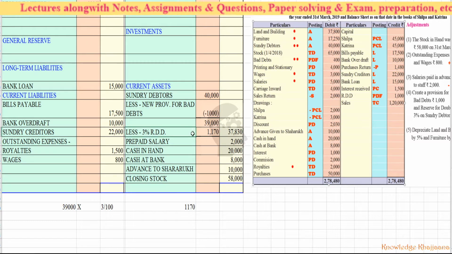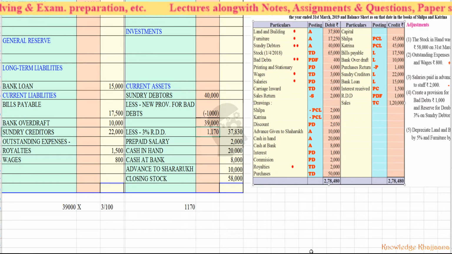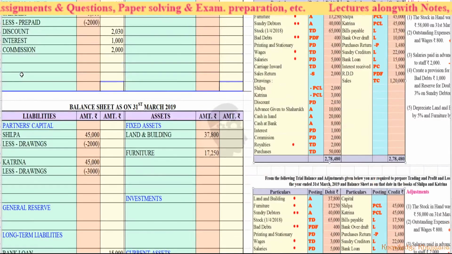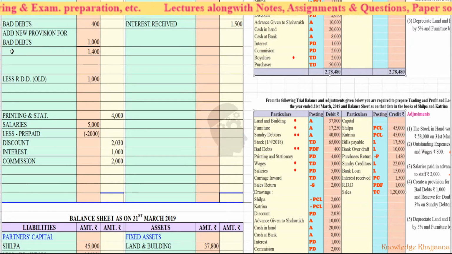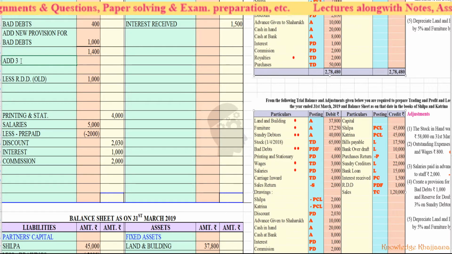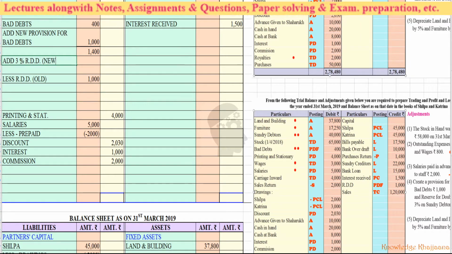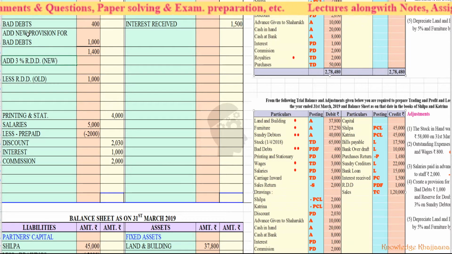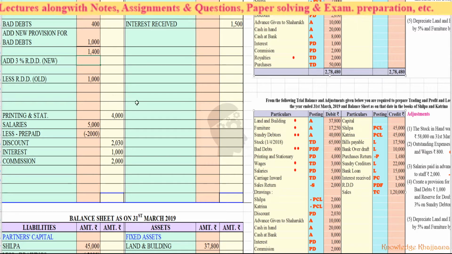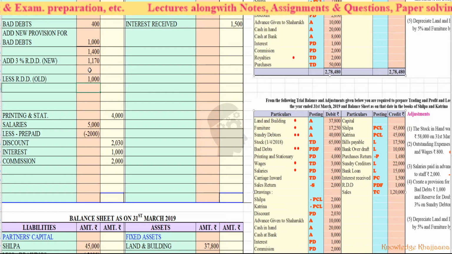So this RDD which we have calculated, rupees 1170, what we have to do with that? We have to add it to the bad debts, right? Where were we? Okay. Now add 3% RDD, okay, which is new. That is rupees 1170.